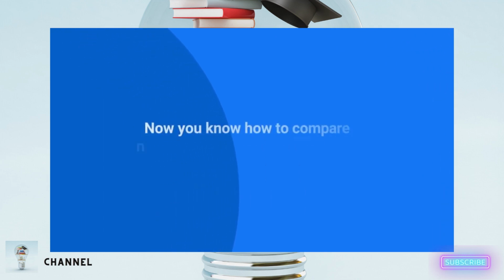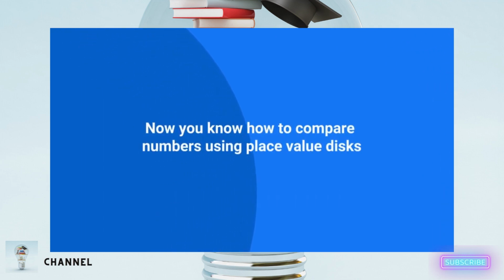Great job. Now you know how to compare numbers using place value disks. That's all for now, but stay tuned for next time.